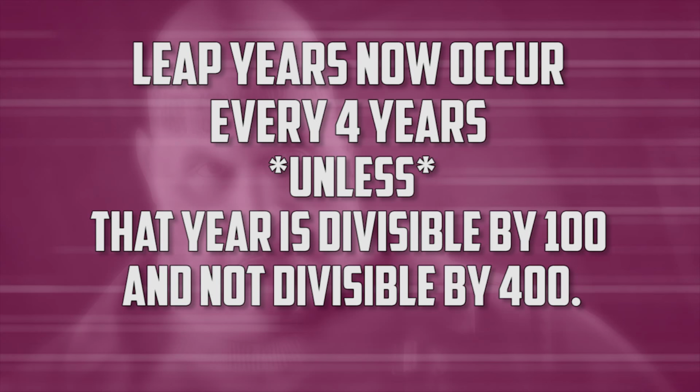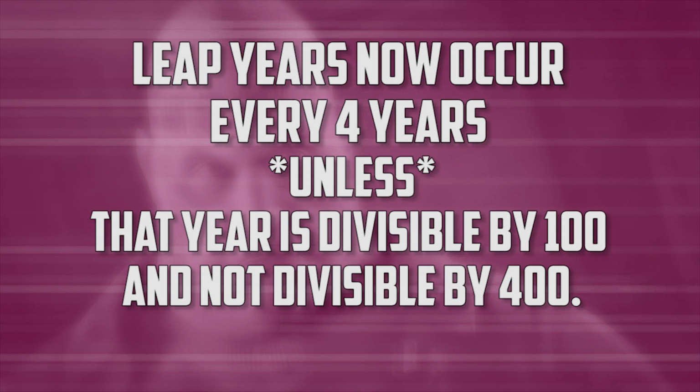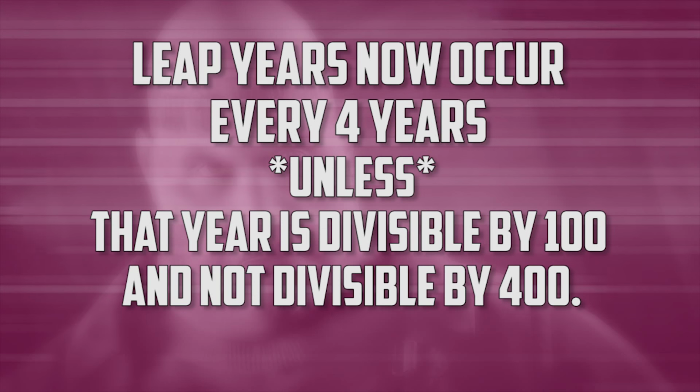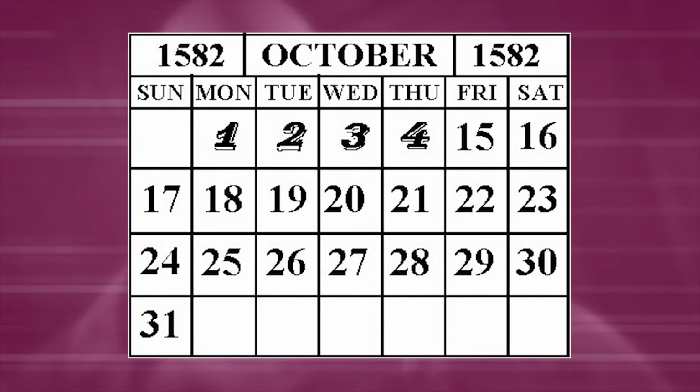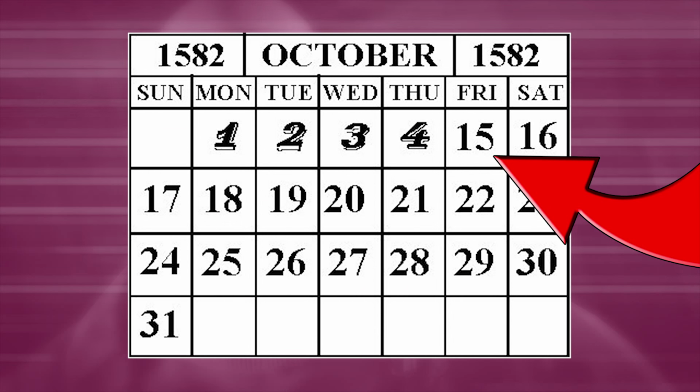in 2 ways. First change, leap years now occur every 4 years unless that year is divisible by 100 and not divisible by 400. I know that's confusing, but what it means is that the year 2000 was a leap year, and then 1900, 1800, and 1700 weren't leap years, but 1600 was. That's not even the weirdest change. The second change was in 1582, October 4th was followed by October 15th, which sounds just absolutely chaotic.